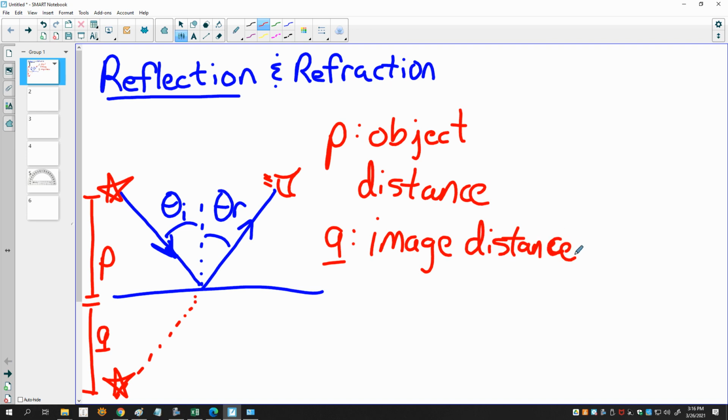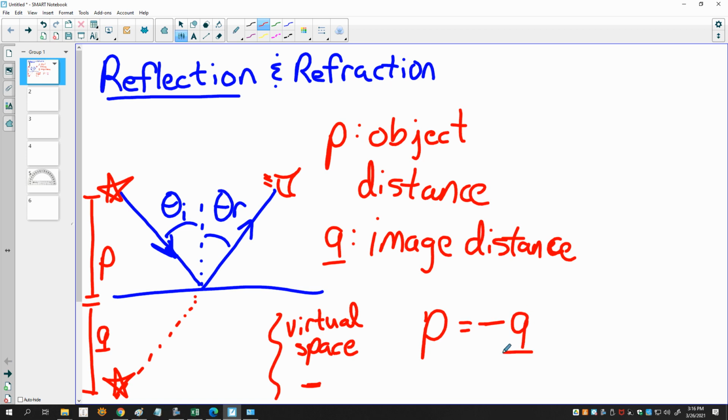For mirrors, the space behind the mirror is a virtual space. When we talk about distances in that virtual space, they will be given a negative value. So the image distance is equal to the negative of the object distance. For example, if the object is 2 meters in front of the mirror, then we would say that the image distance is negative 2 meters. That's true for flat mirrors: the image distance is always equal to the negative of the object distance, and vice versa. More about that as we get into the practical part of this lab.